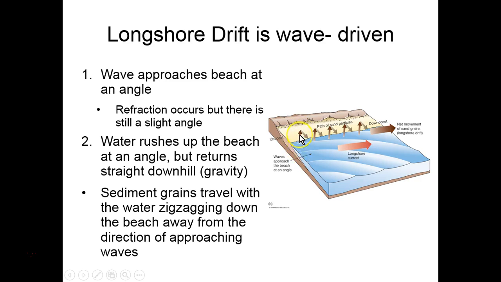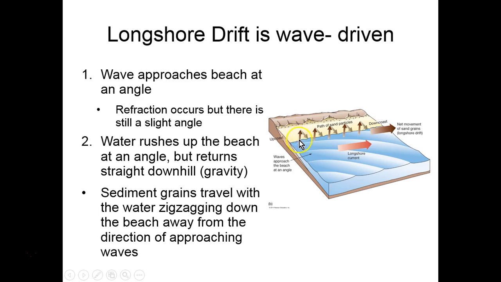The water rushes up onto the beach and then returns back down away from the beach, right? Which is shown by these little arrows, right? So the waves refract and they bend so that they are nearly parallel to the shoreline, but they're not perfectly parallel, right? So you notice that this arrow is not perfectly straight.